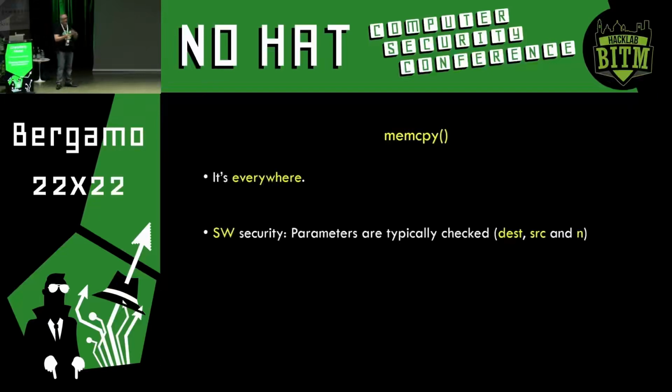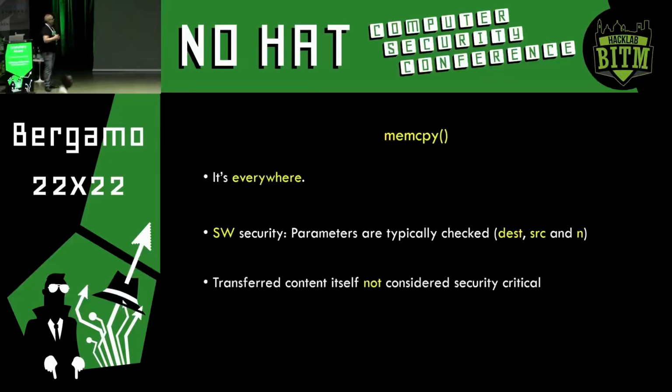If you look at memcpy, when we do a software security review, we look at destination, source, and size. You need to make sure that the destination is within safe boundaries, that the source is within safe boundaries, and that the size being transferred is not too large for the destination buffer. But what you actually transfer is not security critical. It's not considered as such. You can transfer bananas, apples, limes, whatever. It would be the same from a security point of view, right?